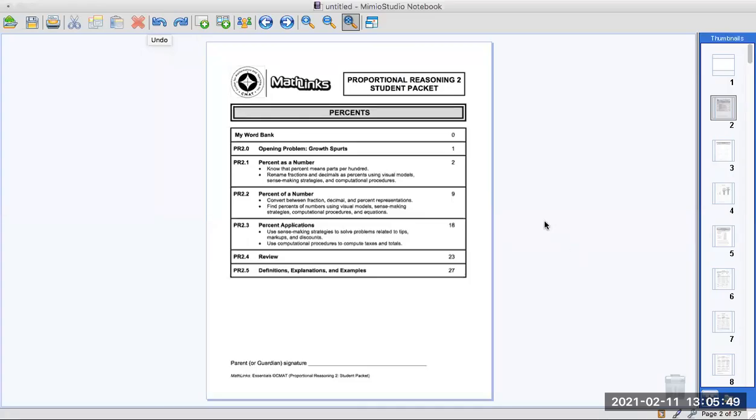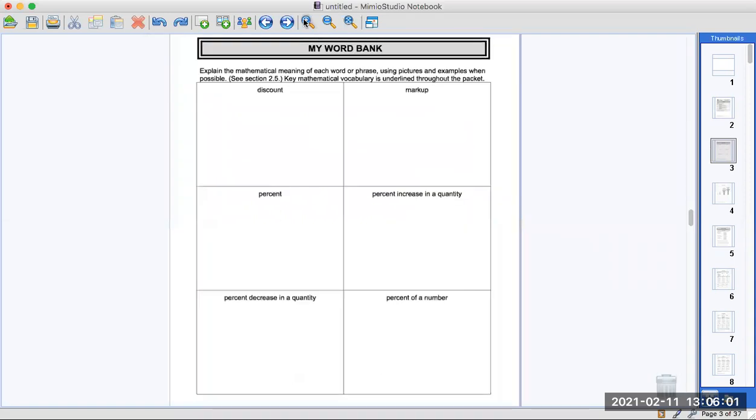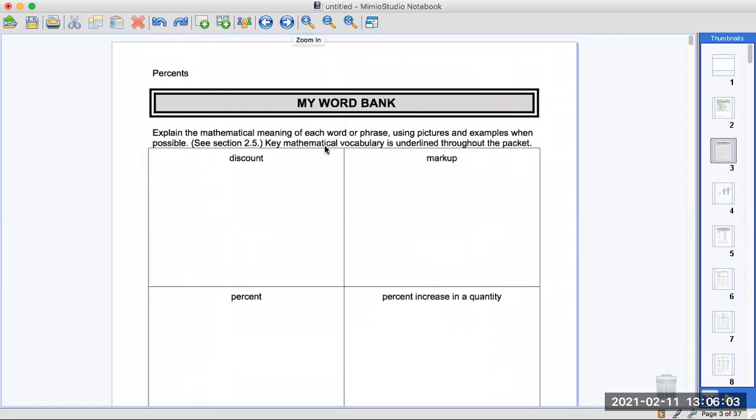Hello, everybody, and welcome to our new book, which is called Proportional Reasoning Part 2. And we're going to go to the very first page, which is the word bank. These are notes.